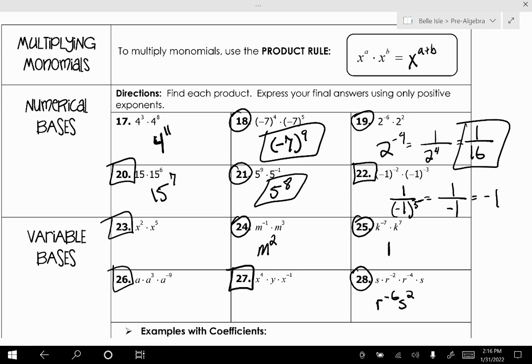So you have -1 to the negative second power times -1 to the negative 3rd power. So it's -2 minus 3, which is -5. Because it's 1 to the -5, you got to move it down to the bottom, which makes it -1 to the 5th. Okay, -1 to the 5th is a -1.